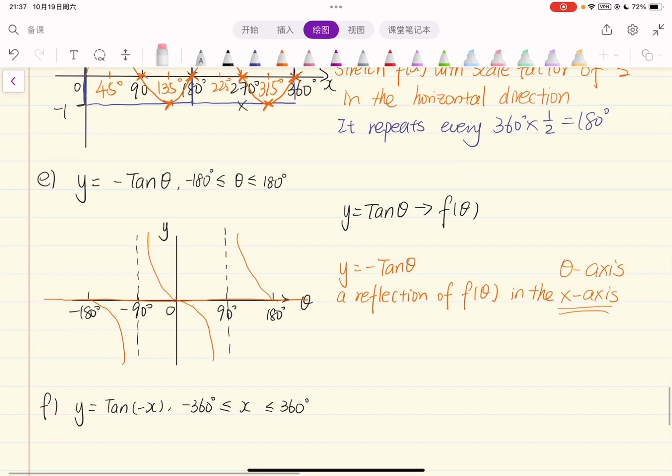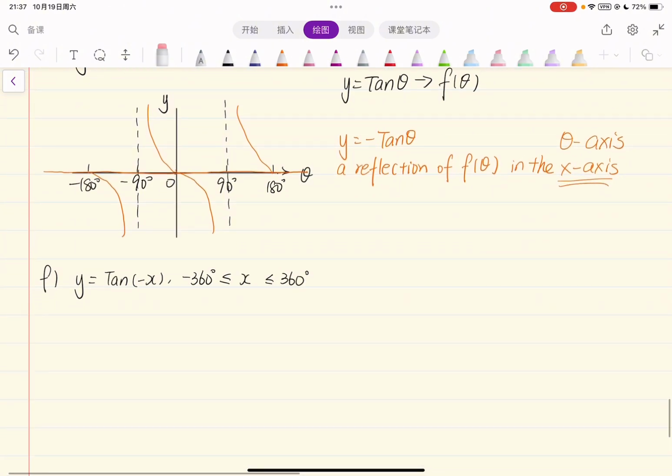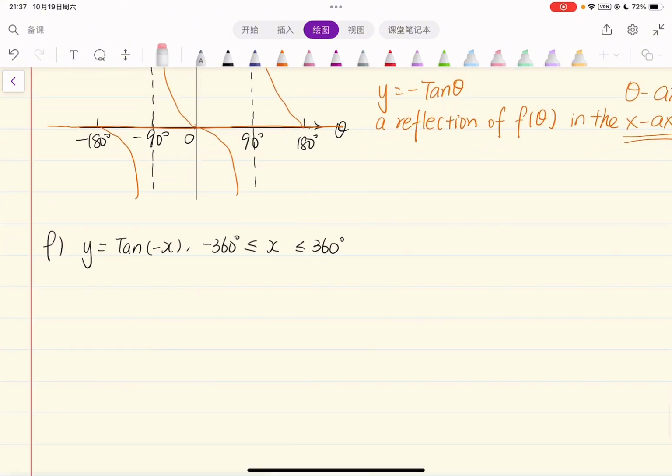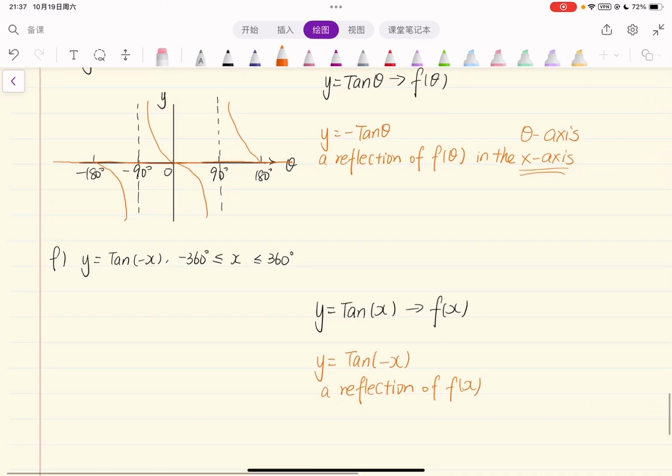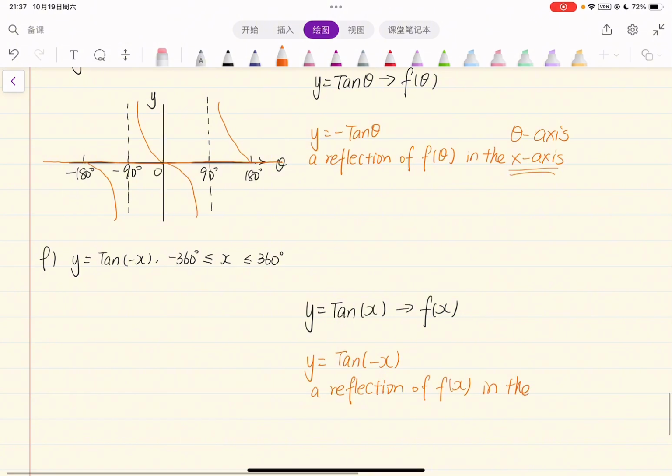Now let us see if the negative is in the bracket, that is y equals tangent of negative x. We say that y equals tangent x is f(x). Thus, this y equals tangent of negative x is a reflection of f(x) in the y-axis.